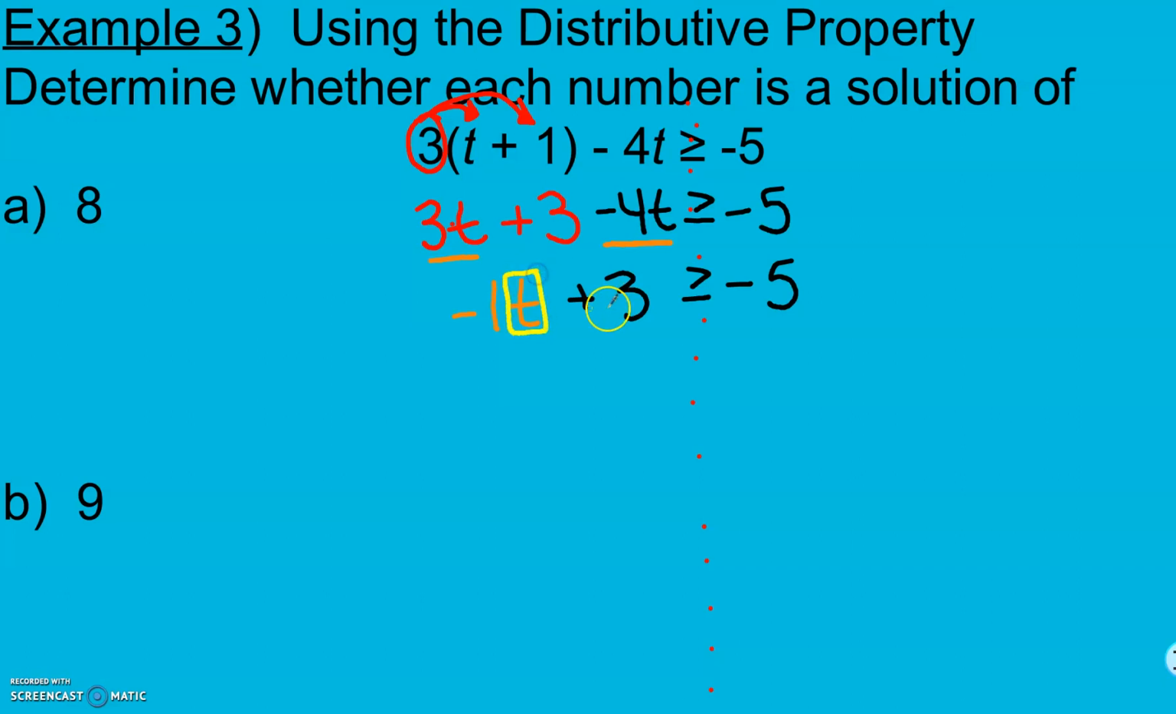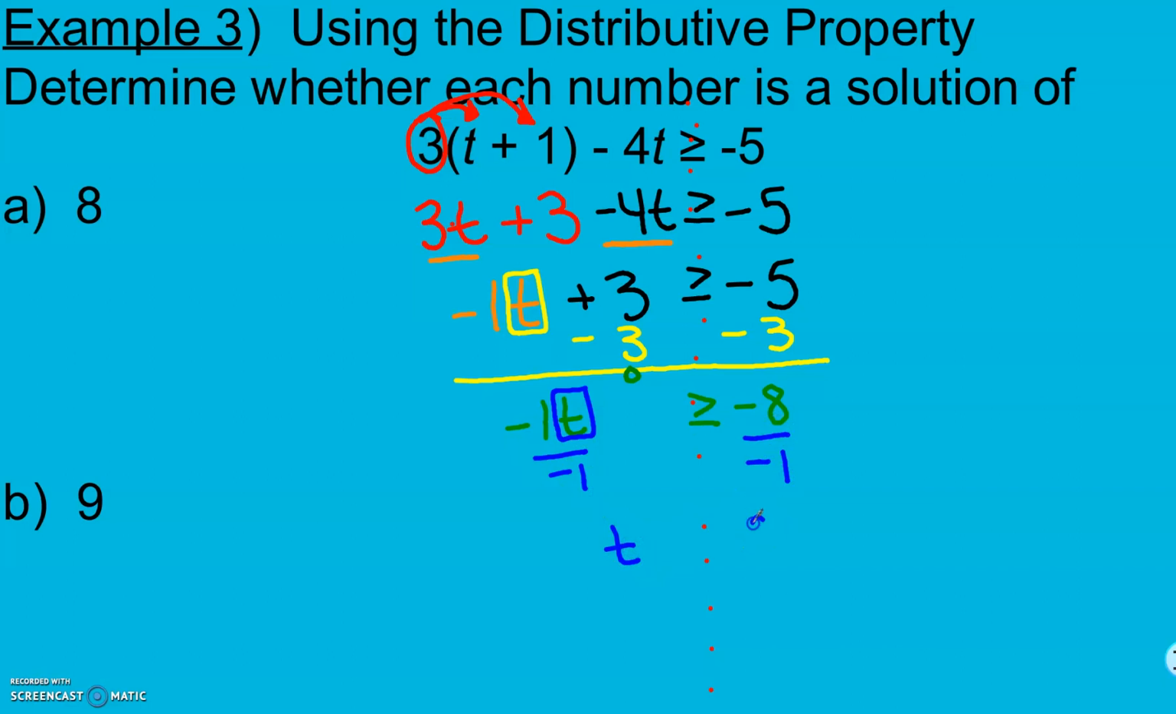My variable is being added by 3 and multiplied by -1. We always get rid of any adding or subtracting first with PEMDAS backwards. We want to try and get all of our variables on one side and our number parts on the other. So here I have -1t. 3 minus 3 is 0. And -5 minus 3 is -8. My t is being multiplied by that -1, so we divide by -1. And I get t and 8.